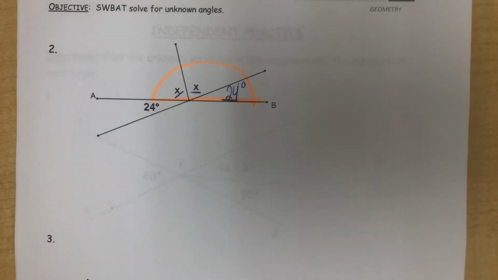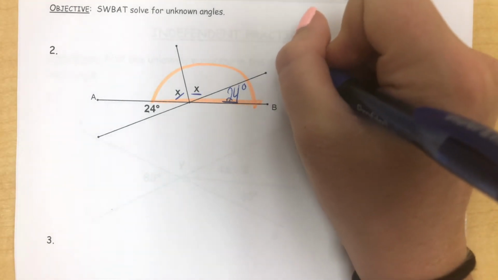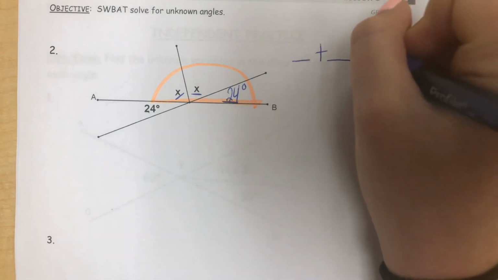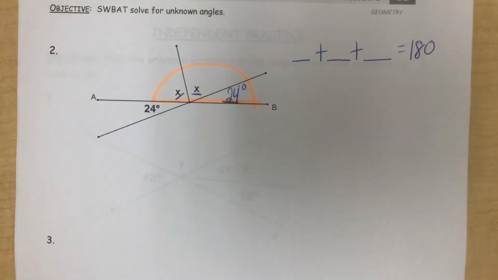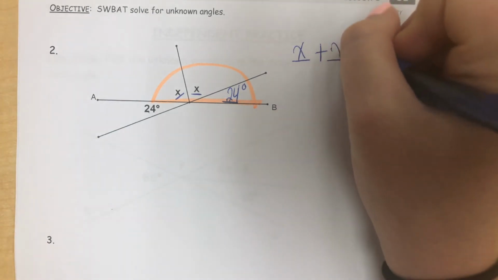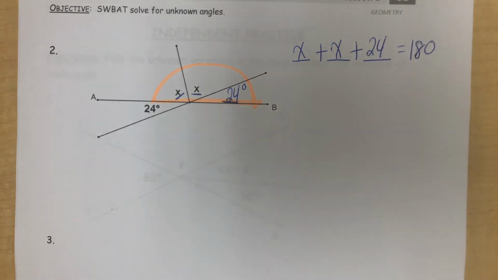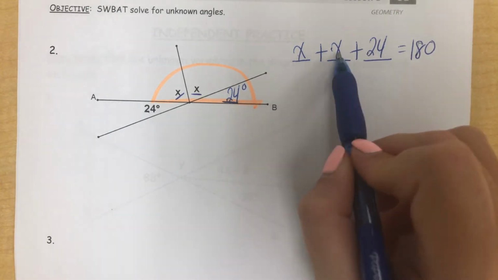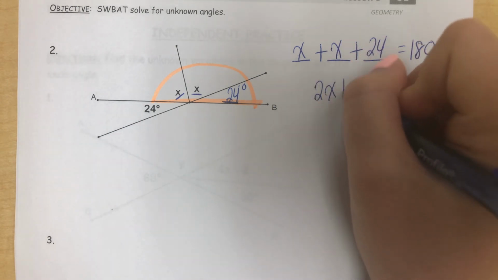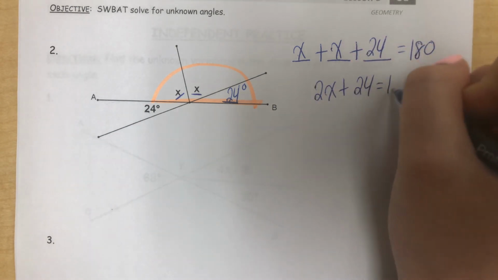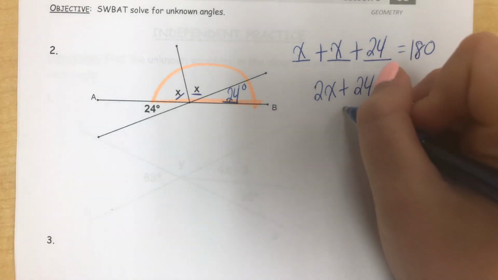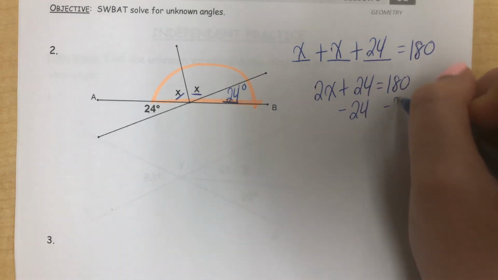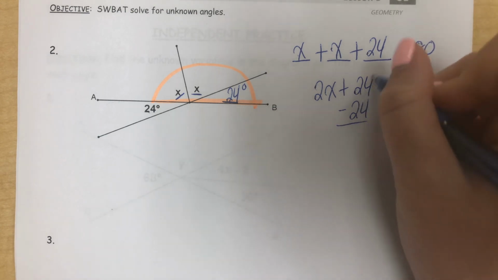So I'm gonna go ahead and set that up right now. So I have my first angle plus my second plus my third, and again, it should equal 180 degrees. So I'm gonna have an x plus x plus 24 equals 180. I'm gonna go ahead and combine my like terms. That would give me 2x plus 24 equals 180. And then I'm just gonna continue solving through.